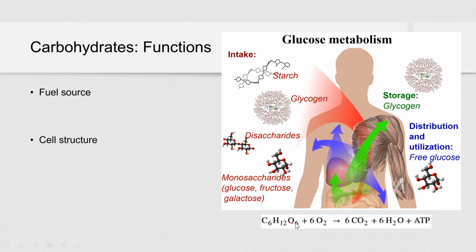And then over here, there is a chemical reaction in which your cells use glucose to make ATP. So that's an energy store. And also you store it in the form of glycogen, right? In your muscles and in your liver.